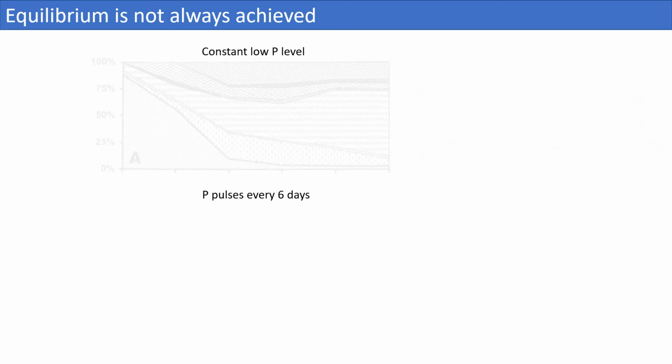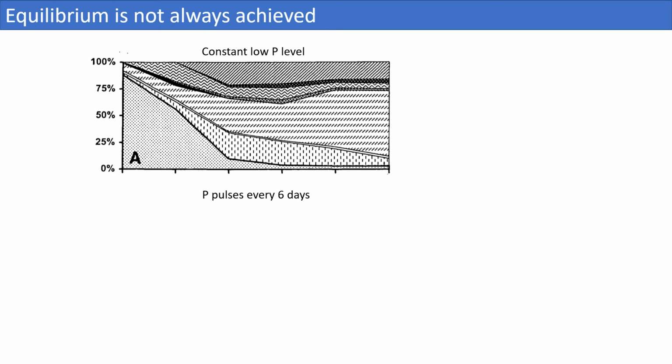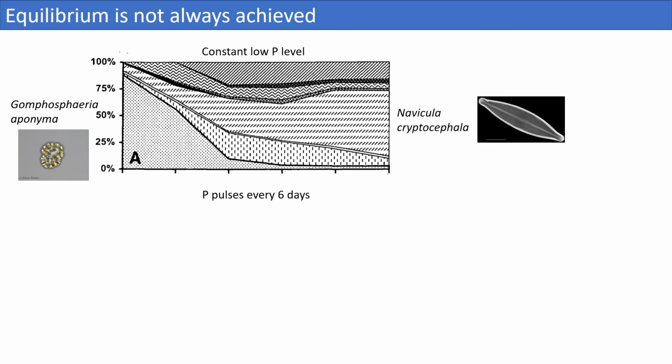At the end of the month, in the control treatment, we see that the species which was originally dominant in the assembly, Gomphosphaeria aponina, was replaced by another unicellular species, Navicula cryptocephala, which dominated the assembly after a month with constantly low phosphorus levels. This latter species has a very low phosphorus requirement, so it is not surprising that when the environment was poor in phosphorus, it was the superior competitor.